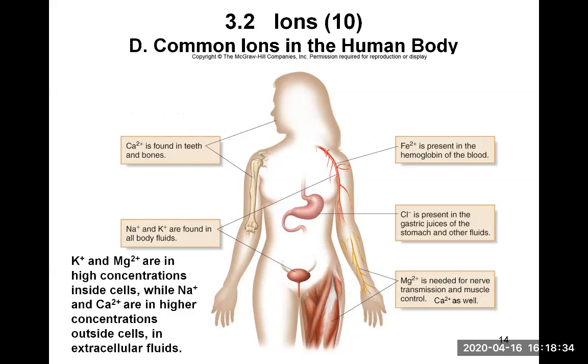Magnesium is needed for nerve transmission and muscle control. Calcium is also necessary for muscle control and nerve transmission. Sodium and potassium are found in all body fluids. So potassium and magnesium are present in high concentration inside the cell, so in the intracellular fluids, while sodium and calcium are in higher concentration outside the cell, so in extracellular fluids.